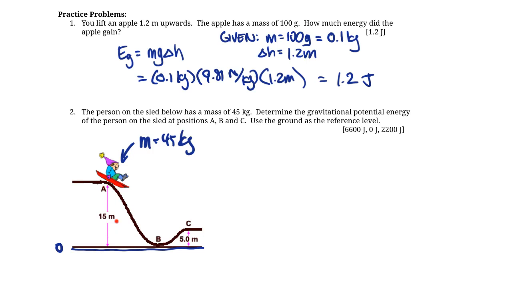So essentially, the height for point A is just going to be 15, the height for point C is going to be 5 meters, and height for point B, well, you're at ground level. So if you're at ground level already, you basically have no gravitational energy, right? You're just at ground level. You can't do any work at that height.